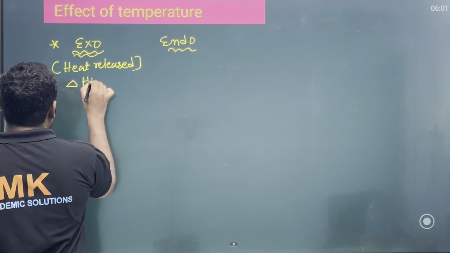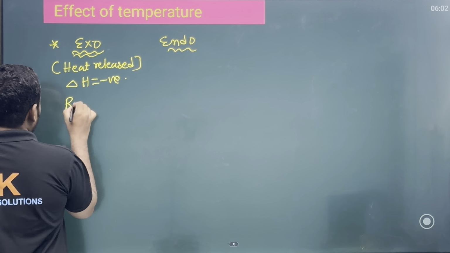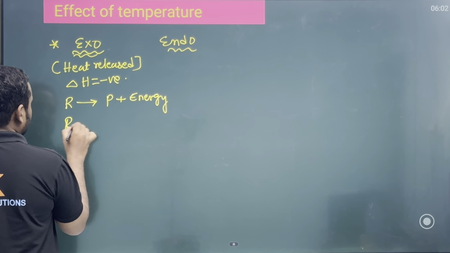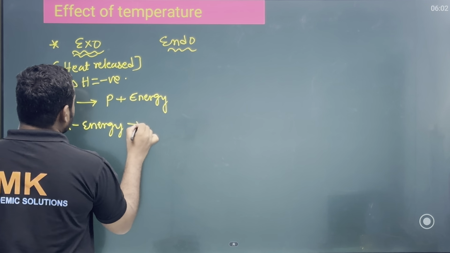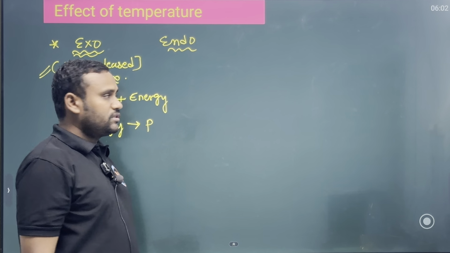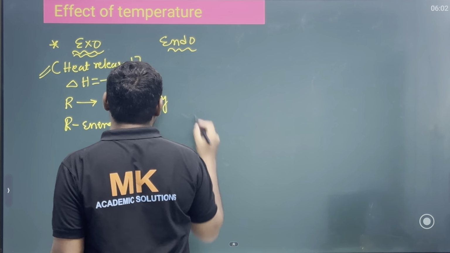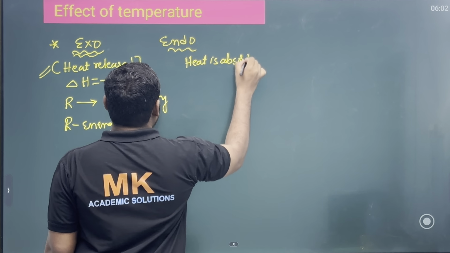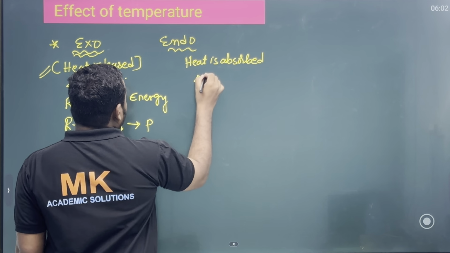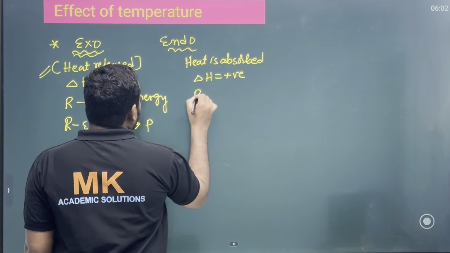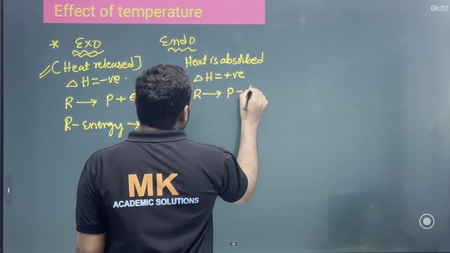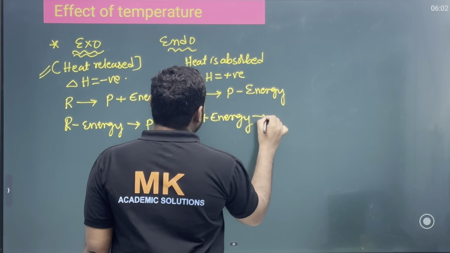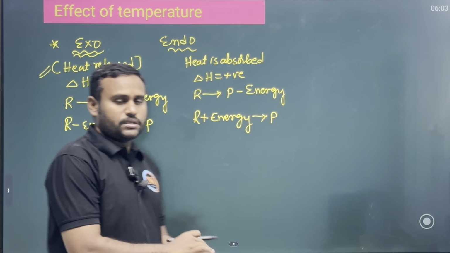and here delta H is negative, or we can represent this as reactant gives rise to product plus energy, or reactant minus energy gives rise to product. So these are the conditions of exothermic reactions and endothermic reactions. Endothermic reactions, what is an endothermic reaction? Heat is absorbed, that is an endothermic reaction. Delta H is positive, or reactant gives rise to product minus energy, or reactant plus energy gives rise to product. So these are the conditions of exothermic and endothermic reactions.